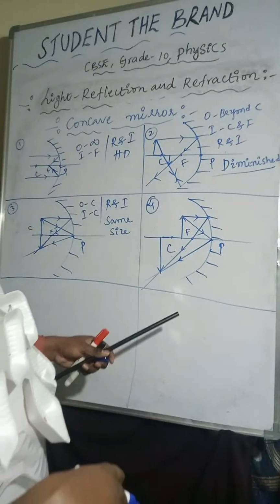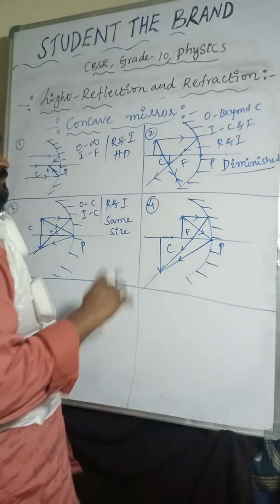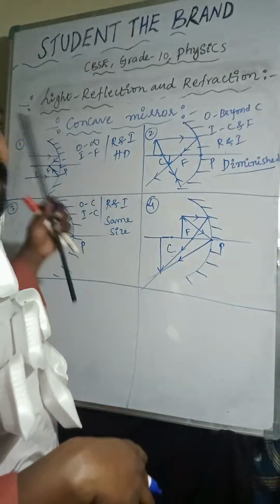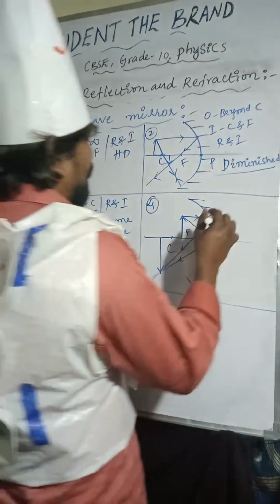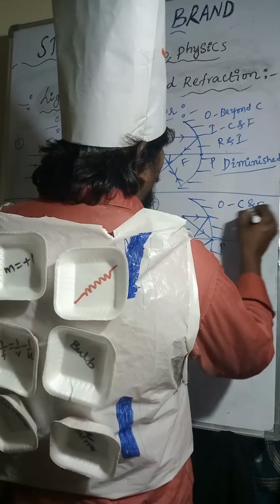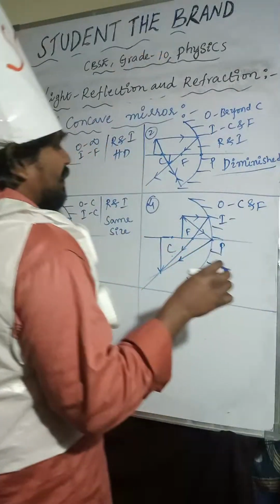Where is the object placed? Between C and F. Where is the image forming? Beyond the center of curvature. Everybody say with me: object is placed between C and F, image is formed beyond C.